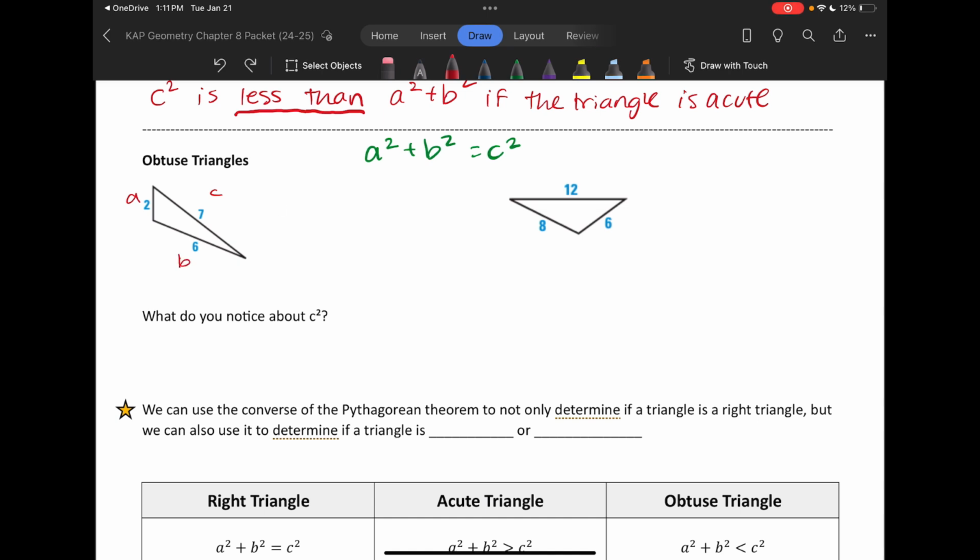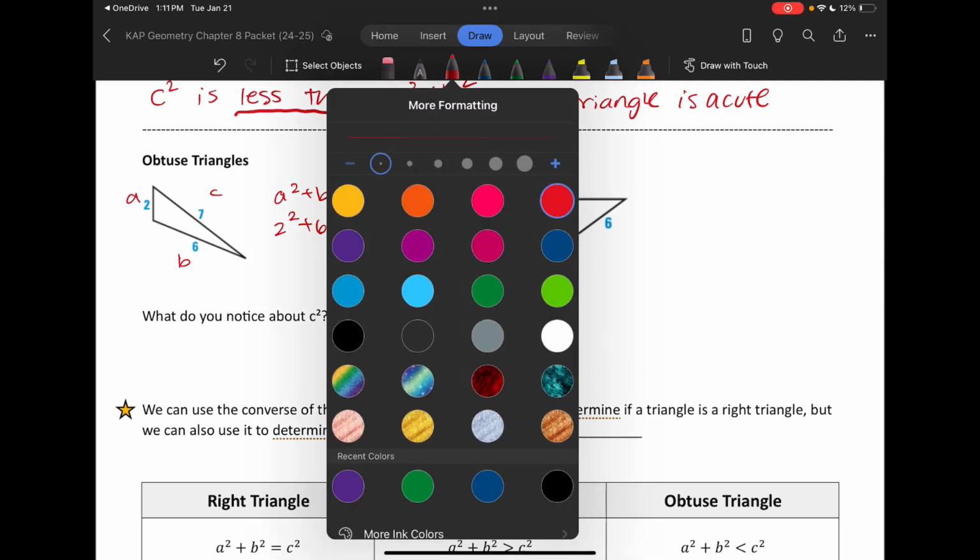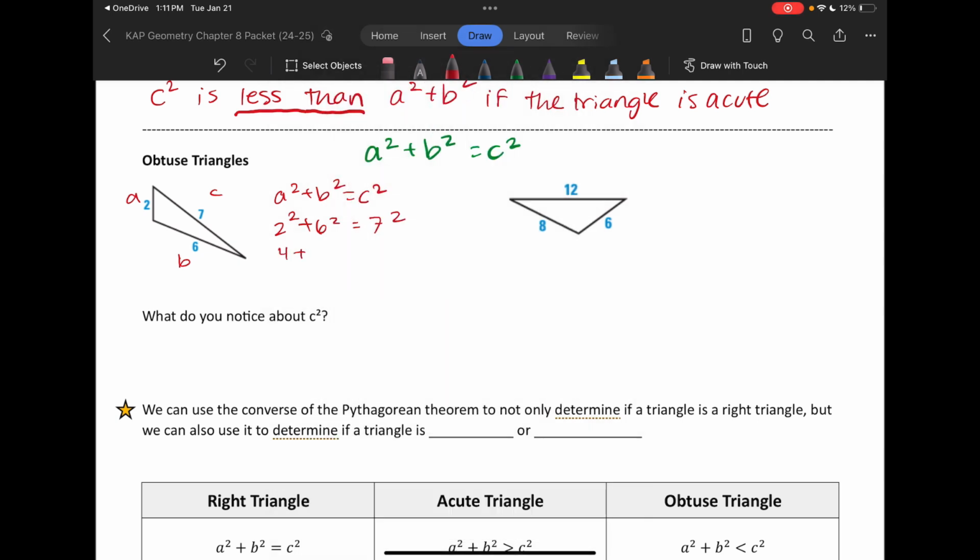So we have a squared plus b squared is equal to c squared, where we're looking at 2 squared plus 6 squared equal to 7 squared. Well, 2 squared is 4, 6 squared is 36, 7 squared is 49. 4 plus 36 is 40. That's clearly not equal to 49, right? Which should make sense, right?